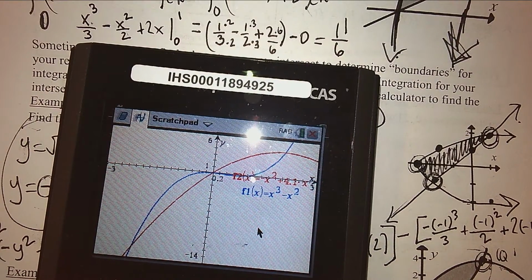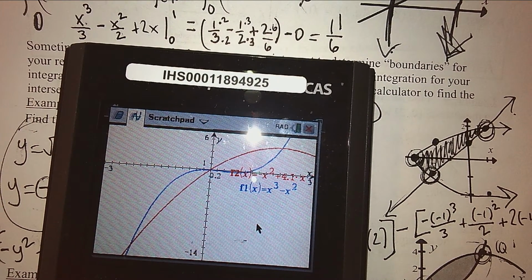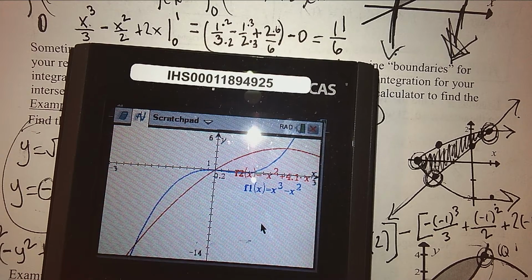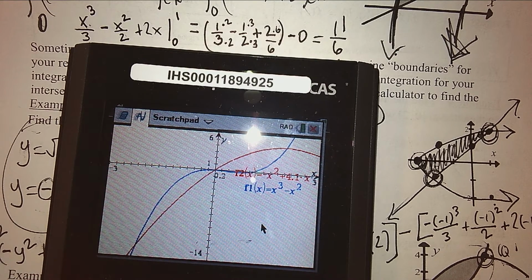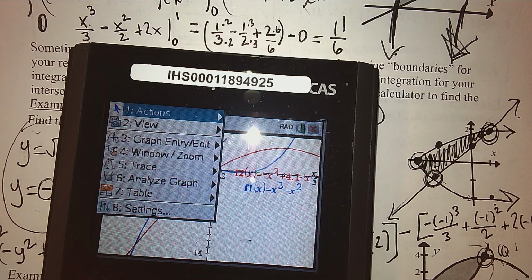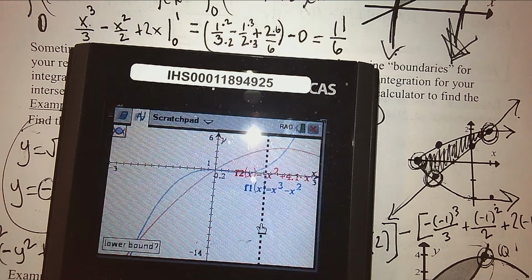So we have the two graphs. Now can you find the area that's bounded between them? I haven't done this, so I don't know if we'll have to do this in two parts or not. So let's do that. Menu, Analyze Graph, and Bounded. That's 8.